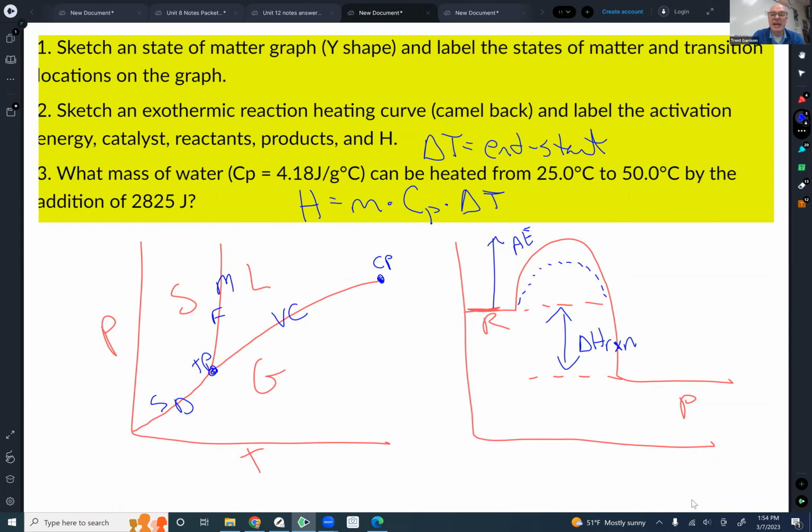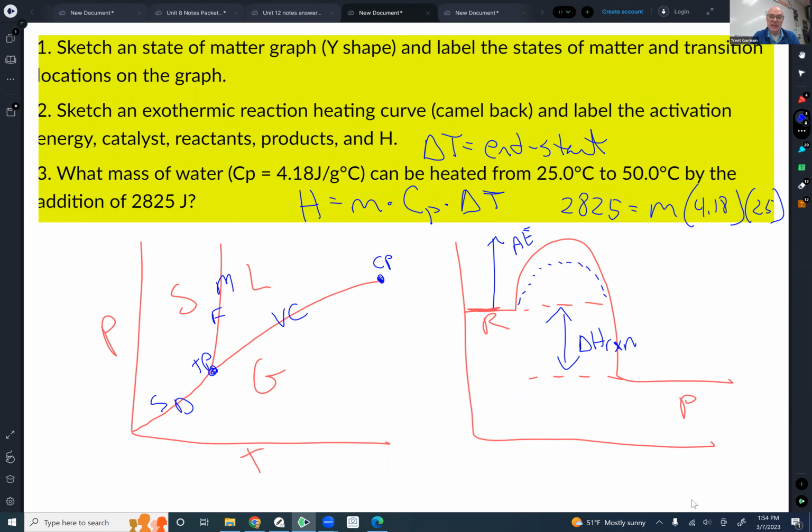So if we have our heat, it would be 2825. It is equal to the unknown mass. The specific heat is 4.18. The difference between those temperatures is 25. So it went from a starting temperature of 50 and it went down to a final of 25. That makes it 25. So I am now going to do a calculation on that one.